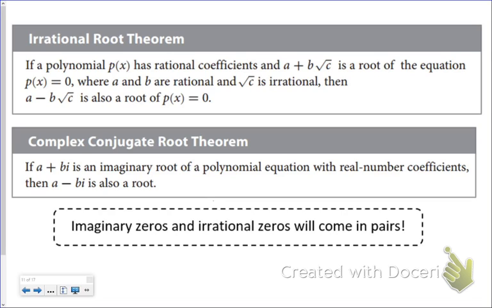So for example, if 3 minus the square root of 7 is a 0, then 3 plus the square root of 7 will also be a 0. Those are going to come in pairs. Also coming in pairs are imaginary numbers. So if I have 3 plus 2i as a 0, 3 minus 2i will be a 0. Okay? So let's look at a couple.